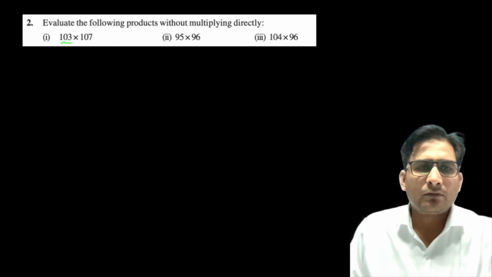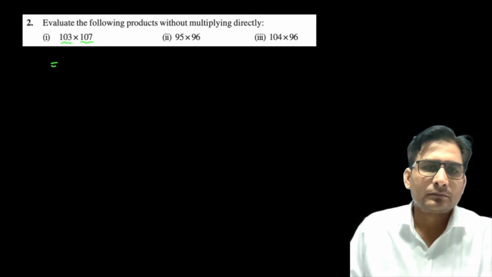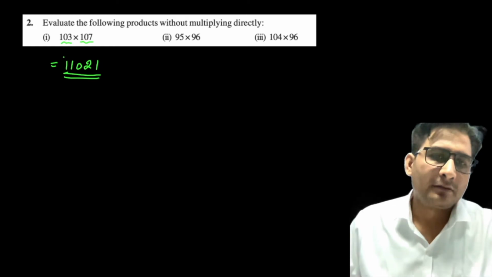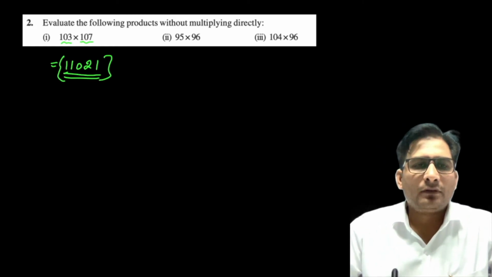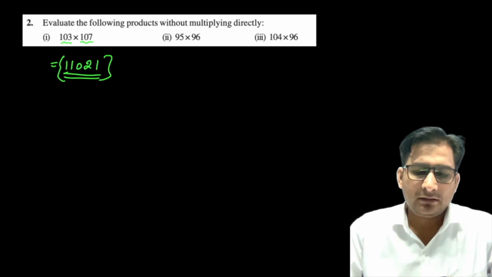So what is the product of 103 and 107? Sir, 100 plus 3 whole into 100 plus 7. What? 100 plus 3 whole into 100 plus 7. Let me check it with my calculator. Is the product I have written correct or not?